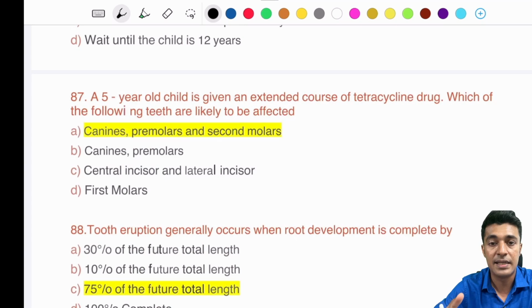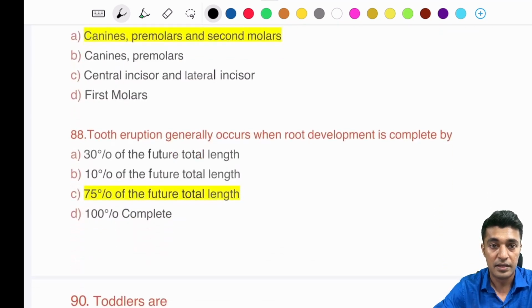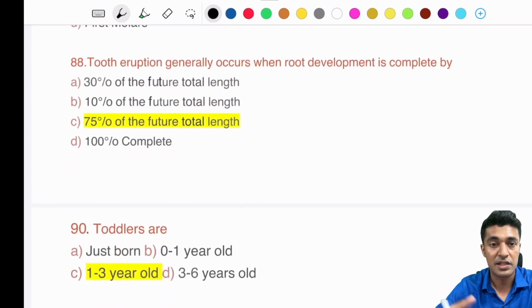A 5-year-old child is given an extended course of tetracycline drug. Which of the following teeth are likely to be affected? At 5 years, canines, premolars and second molars will be affected. Tetracycline can be given after 8 years, or else we use substitutes. Tooth eruption generally occurs when root development is completed by 75% of the total length.